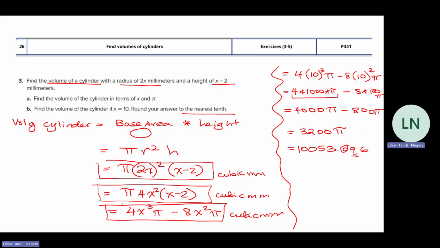Circle the 0, underline the 1, add. Our answer is 10053.1. And what is our unit? Cubic millimeter. And you box your answer. Okay? Right.